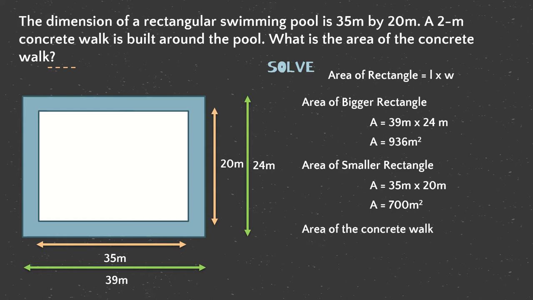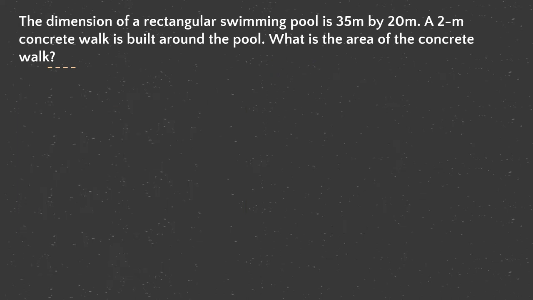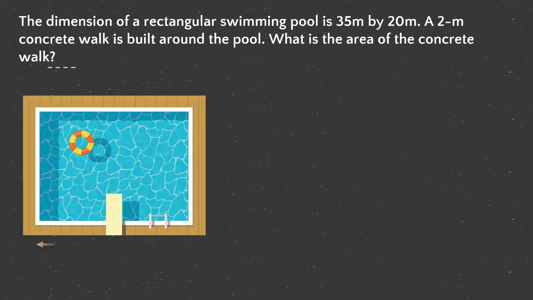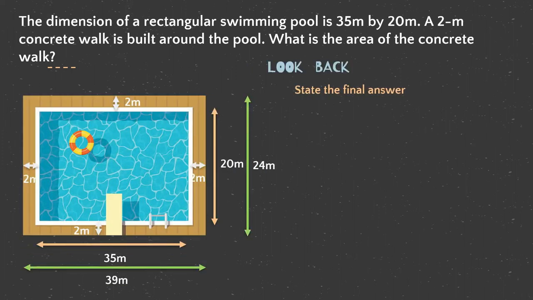So to find the area of the concrete walk, we are going to subtract the smaller rectangle from the bigger rectangle. So 936 square meters minus 700 square meters is equal to 236 square meters. So therefore, the area of the concrete walk is 236 square meters.